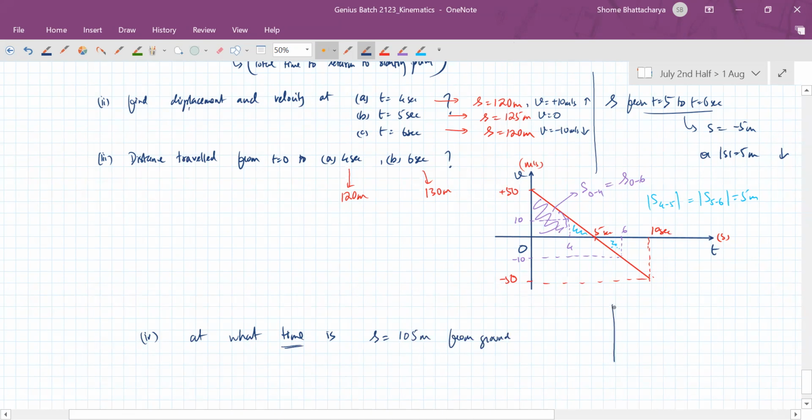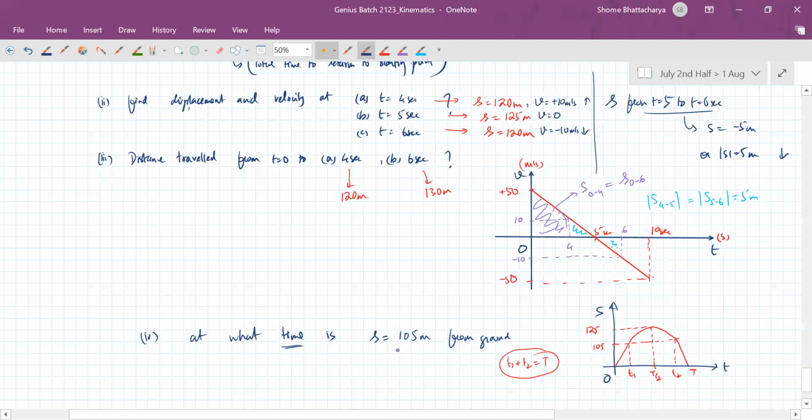Because your displacement versus time graph is going to be this type of parabola. So there will be two instants, one on the way up and one on the way down. So this is 125, and let's say 105 is somewhere here. There will be two times when this is happening. If this time is T1 and this time is T2, these two times will be such that T1 plus T2 is equal to capital T. Two such times.